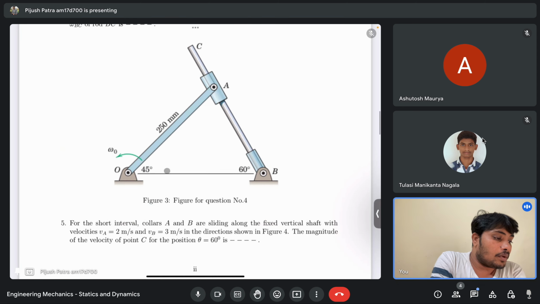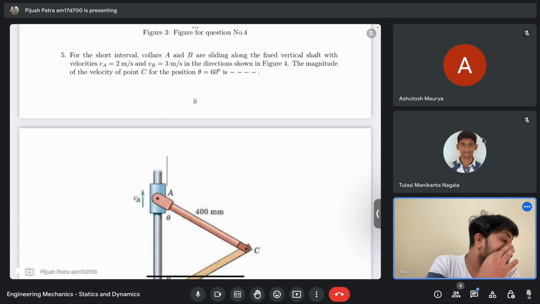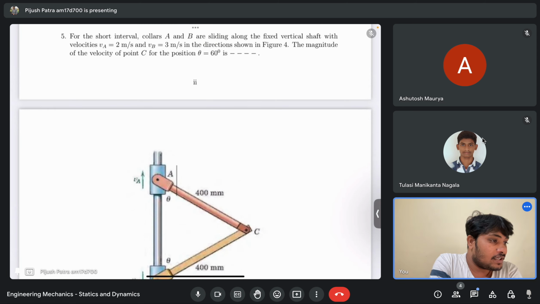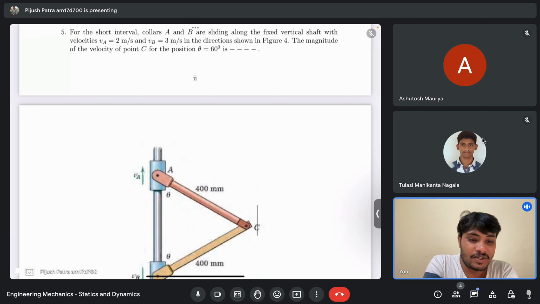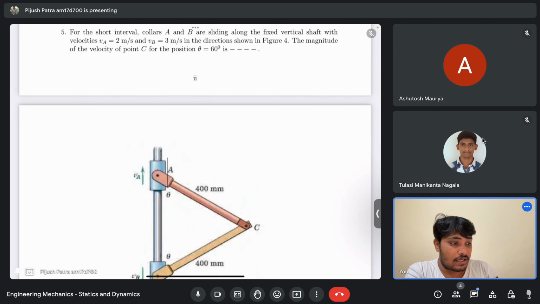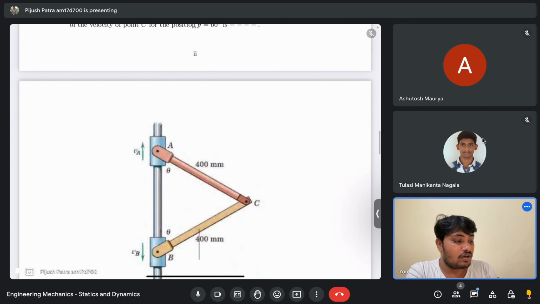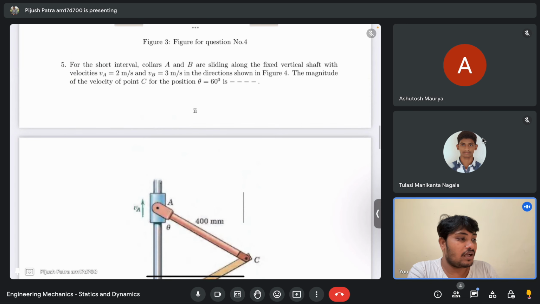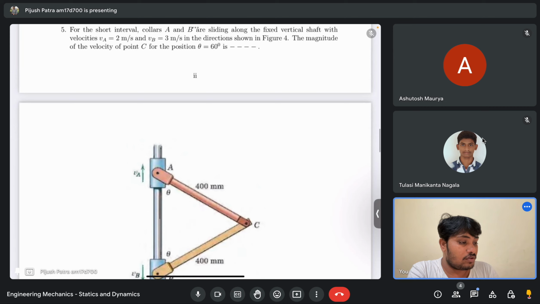So now let me go to problem number 4. Here it is a little complicated. It's not as easy as the previous question was. Here you have two sliders, A and B, sliding in opposite directions along a vertical shaft, and those two sliders are connected via two rods of length 400 millimeter, pinned at point C. The question is, what is the magnitude of velocity of point C for the position when these angles are theta?